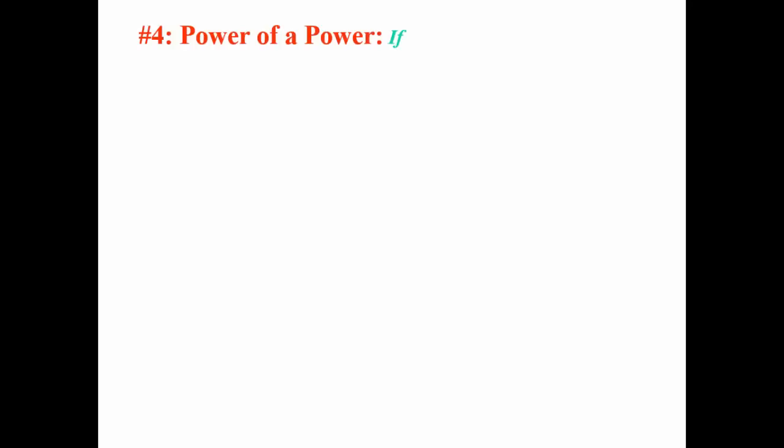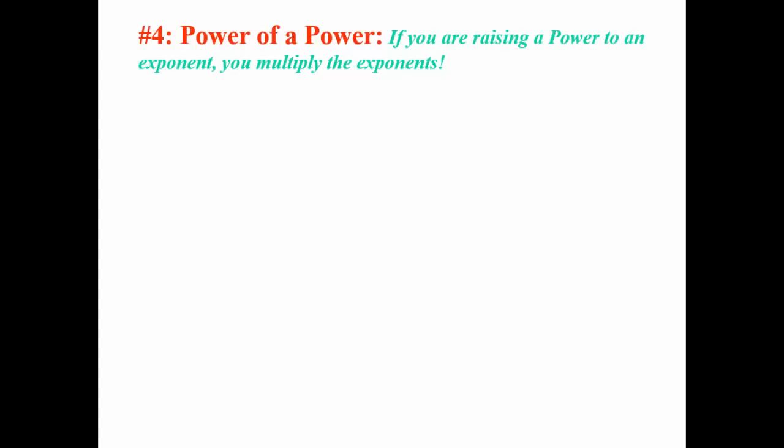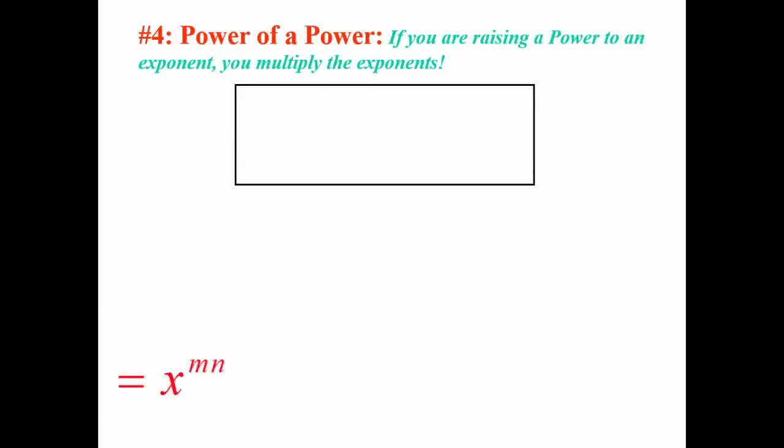Alright, so another rule, when we have a power of a power, that means if you are raising a power to an exponent, you must multiply the exponent. So I don't know about you guys, but that's super confusing in words, and I need an example. So the general rule here in the box, which you want to write down, if we have x raised to the m, and then it is also raised to the n, that is equal to the same thing as x raised to the m times n. So we're going to multiply those.